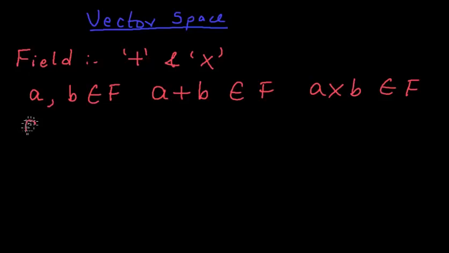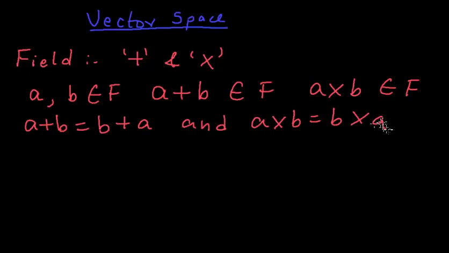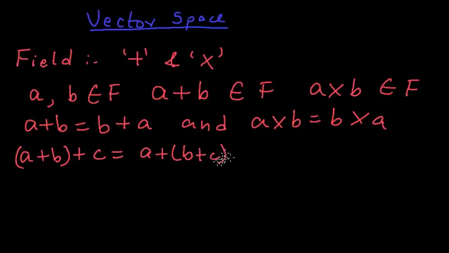They should be commutative. a plus b equals b plus a, and a times b should equal b times a. They should be associative. (a plus b) plus c should be equal to a plus (b plus c), and the same thing with the product. Let me not put this multiplication sign here. I'll just write ba for b times a. So (ab) times c equals a times (bc).